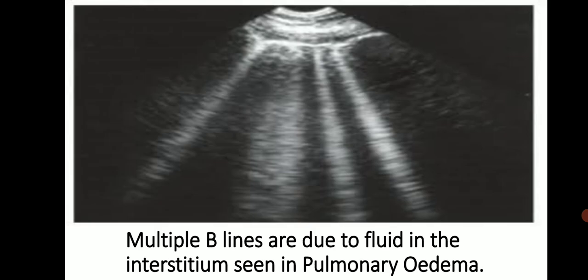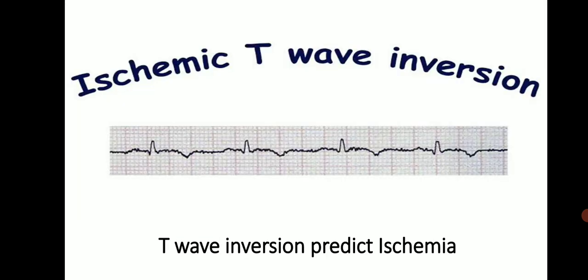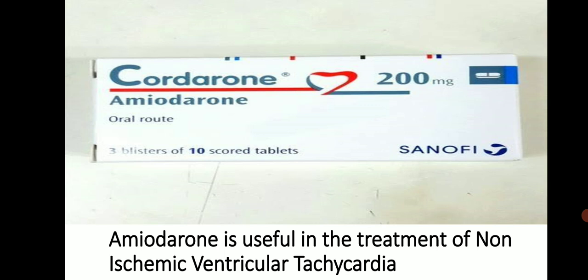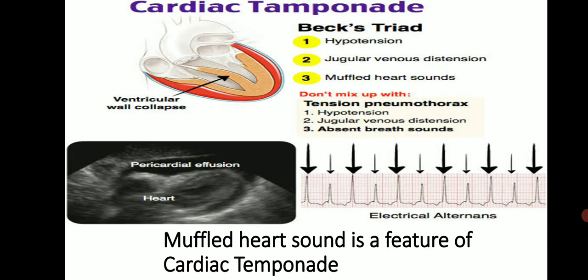Multiple B lines are due to fluid in the interstitium seen in pulmonary edema. T wave inversion predicts ischemia. ST depression commonest cause is infarction. Cardiogenic pulmonary edema treatment involves reduced preload with diuretics, afterload reduction with vasodilators, inotropic support and oxygen. Amiodarone is useful in the treatment of non-ischemic ventricular tachycardia. Muffled heart sound is a feature of cardiac tamponade.